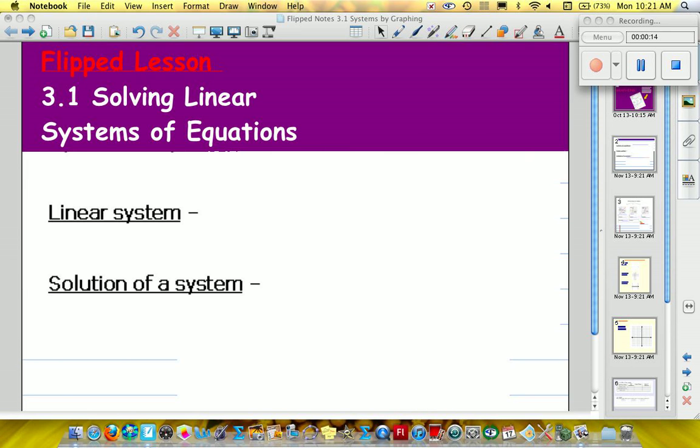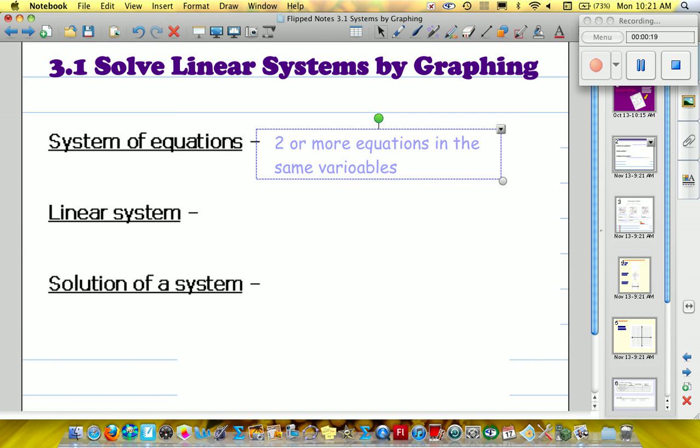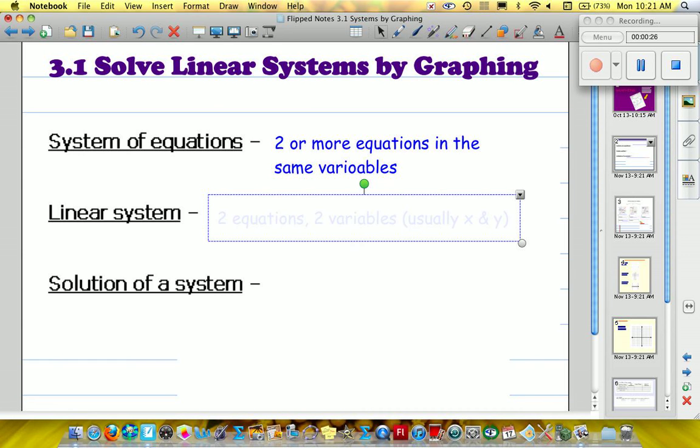So we can start out by defining what a system of equations is. A system of equations is two or more equations that have the same variables. A linear system now is exactly two equations where we have two of the same variables, and it's usually x and y, especially when we're graphing. But it could be a, b, or other letters depending on if it's an application or not.